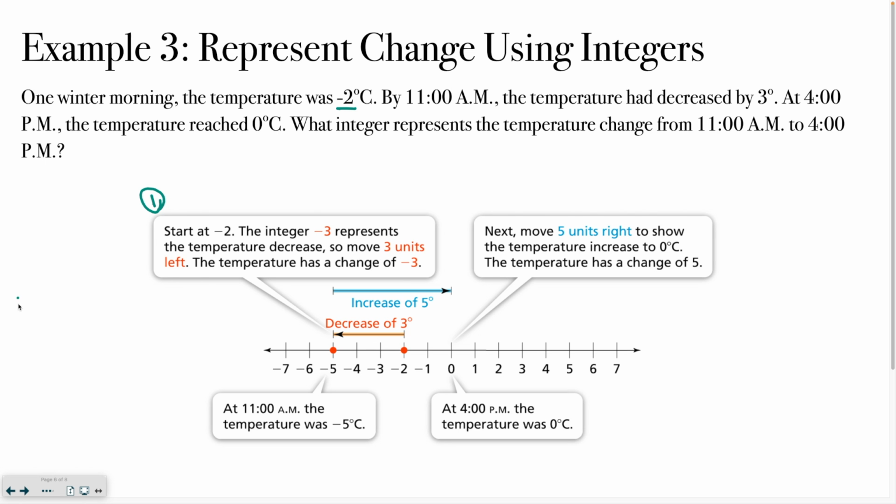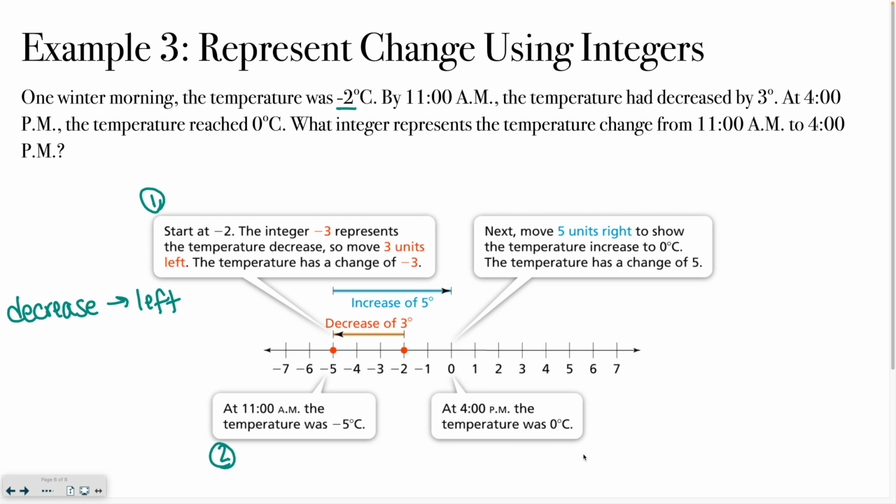So decrease is always going to mean left on the number line, okay? The temperature has a change of -3 during that time, okay? Then our second step, we have at 11 a.m., just stating the temperature was -5 degrees Celsius. That's where we were at after that decrease, okay?